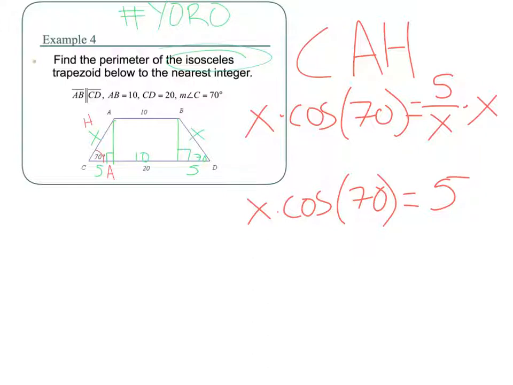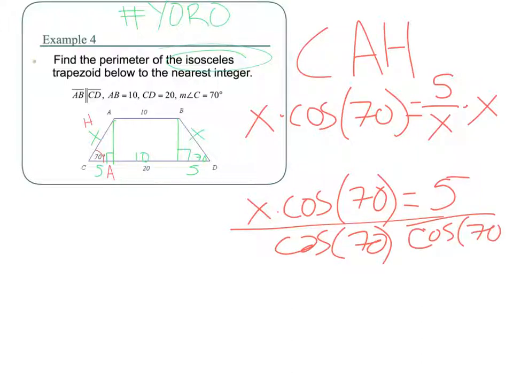Now I know that cosine of 70 is just a number. Not that I'll plug it in right now, but if I were to, it's 0.34202014332566. It goes on forever. So it's just a number. Well, how do I get x by itself if that's just a number? I got to divide by it on both sides. So in my calculator, x equals 5 divided by cosine of 70.